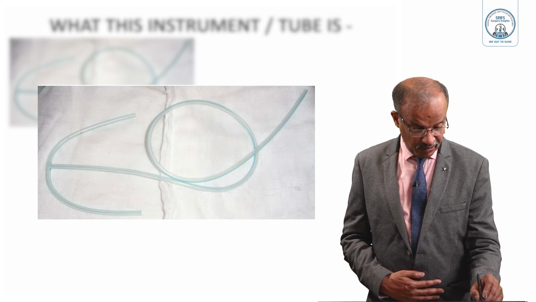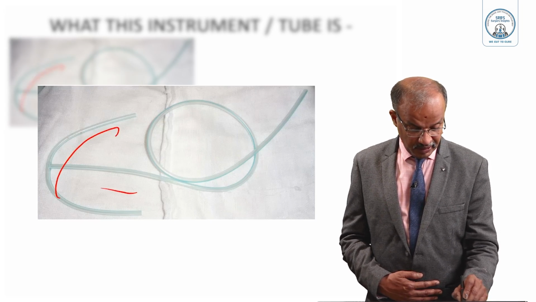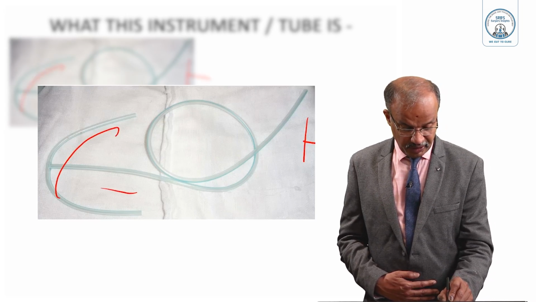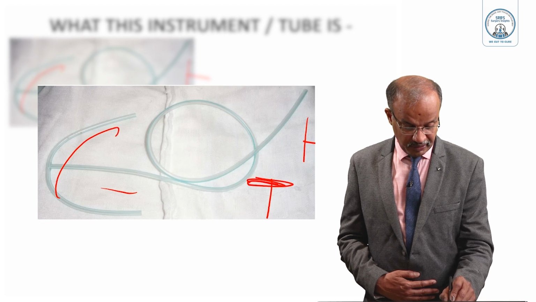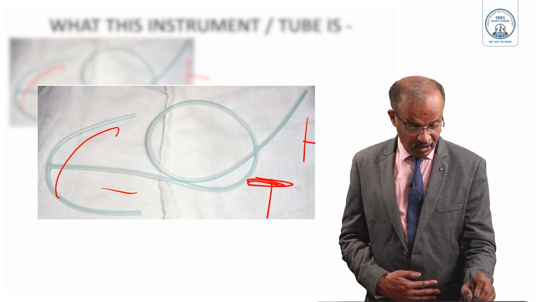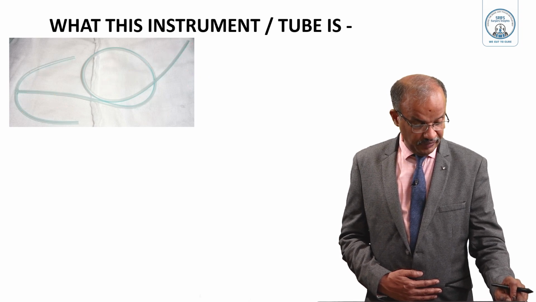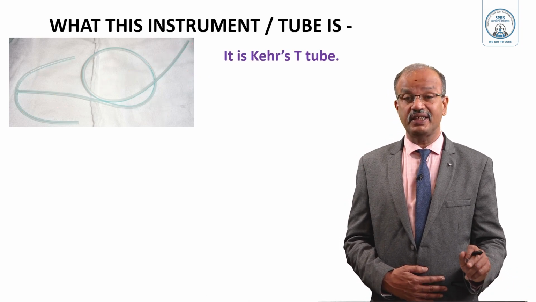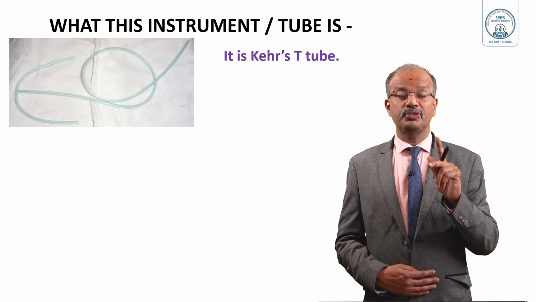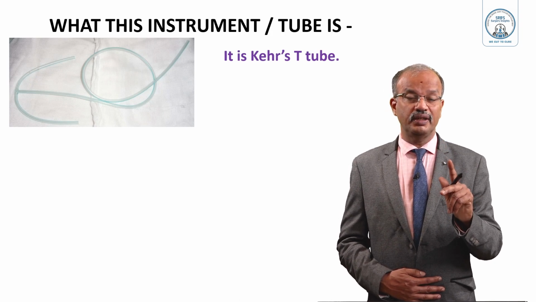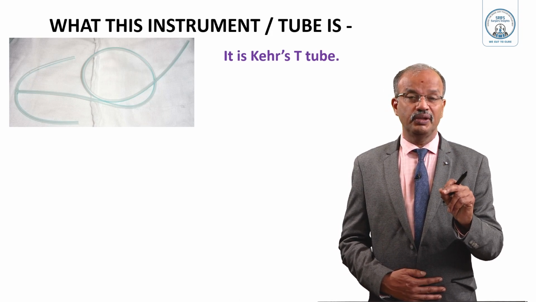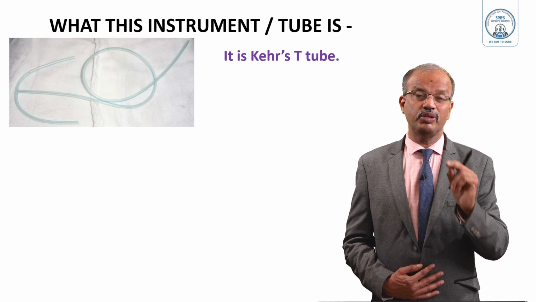Here it is a horizontal part like this. See that? It's like this, or inwardly like this. This is the horizontal part. This is the vertical part, longitudinal part. So this is Kehr's T tube. It is specifically used for CBD, usually placed after removing the CBD stone.